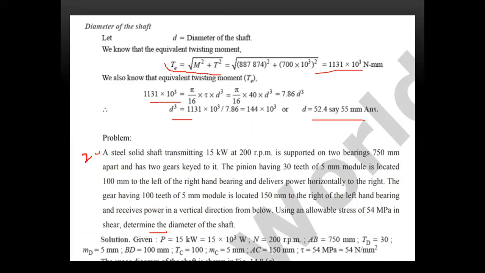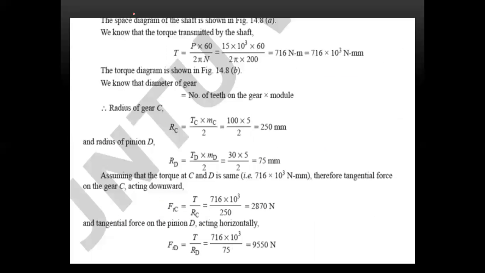So write the given data. Same as we did earlier. T is equal to this one. So the number of teeth, RC is equal to so and so, RD is equal to radius of piston, FCTC, FTD.